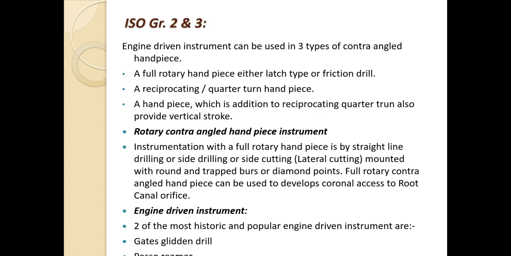ISO Group 2 and 3. Engine-driven instruments can be used in three types of contra-angled handpiece: a full rotary handpiece, either latch type or friction grip, a reciprocating or quarter turn handpiece, and a handpiece which in addition to reciprocating a quarter turn also provides a vertical stroke.